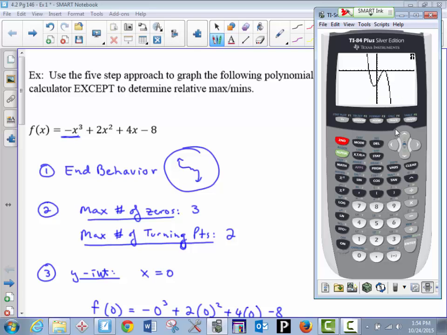Okay, press second trace. We want to specifically find the minimum. Press enter. Go to the left of that minimum. Press enter. Go to the right of that minimum. Press enter, and then when it asks for a guess, press enter again. And here, if we round to 1 decimal place, we see we get negative 0.7 and negative 9.5.